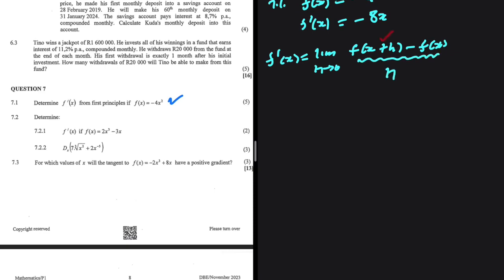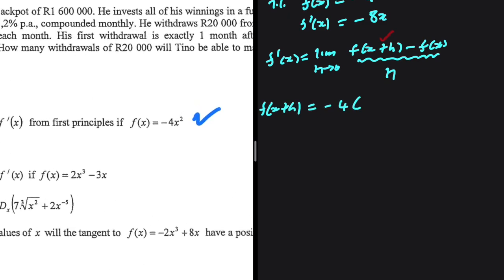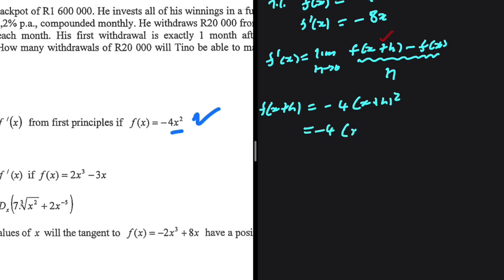If we do that, we're going to have f of x plus h being equals to minus 4. In place of x, we are substituting x plus h. So we're going to have x plus h squared. This will be equals to minus 4 multiplied by x squared plus 2xh plus h squared. This is just equals to minus 4x squared minus 8xh minus 4h squared. Right? So that is f of x plus h.